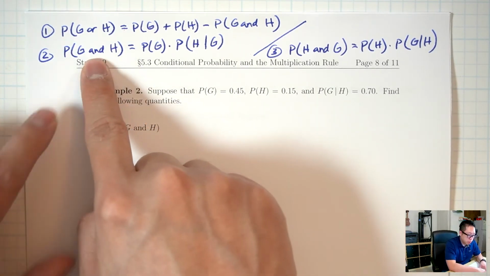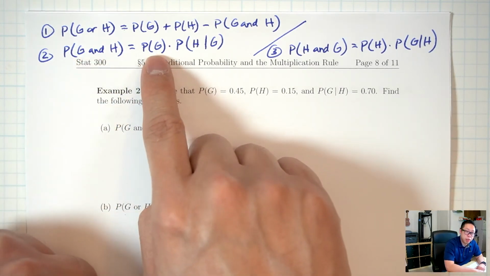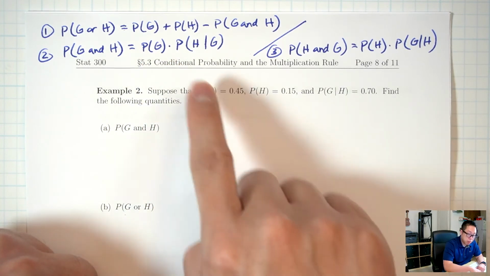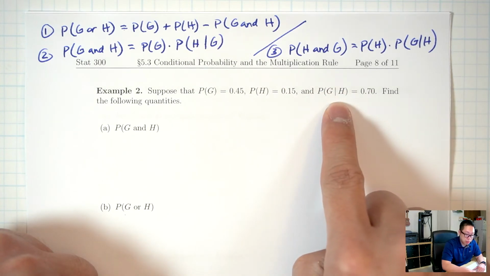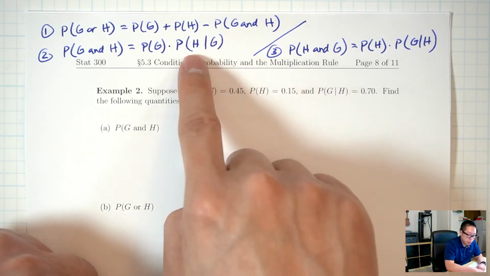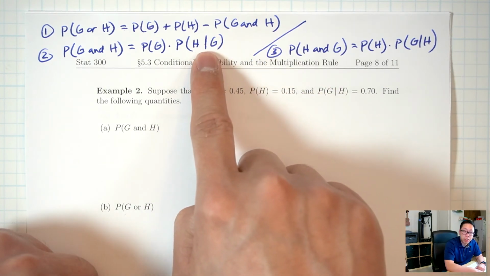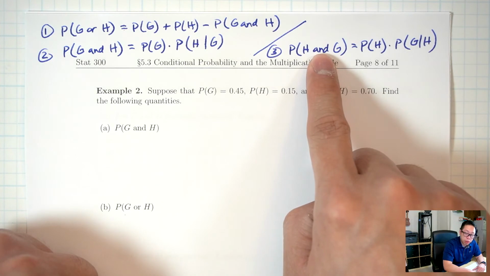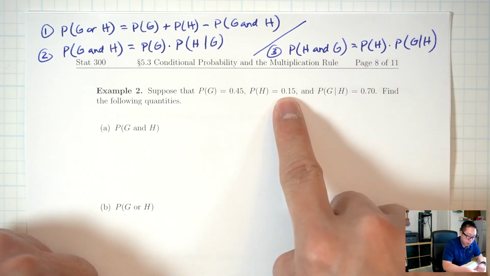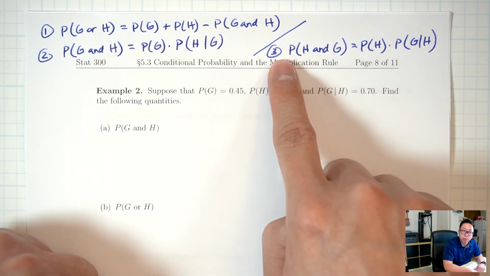Okay, what about equation 2? G and H is right here. So for this one to be useful, I need to know everything else. Do I know probability of G? Yes. Do I know H given G? I know G given H, but remember for the givens, the order matters. So these two are different, so I don't know H given G, which means I can't use equation 2. So the only one left is equation 3, right? I know probability of H, and I know G given H. So equation 3 should be useful to me.